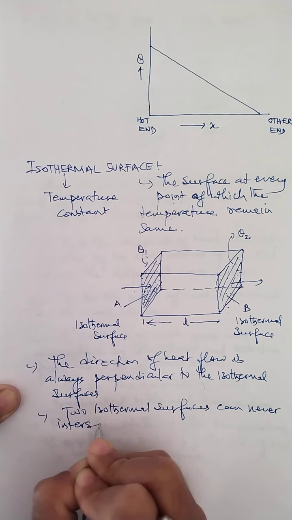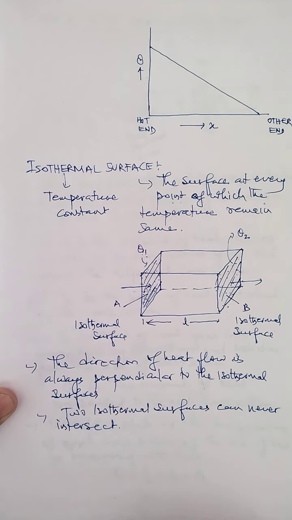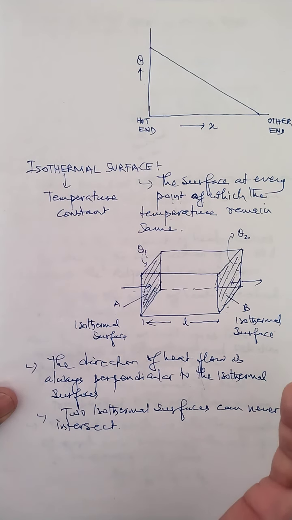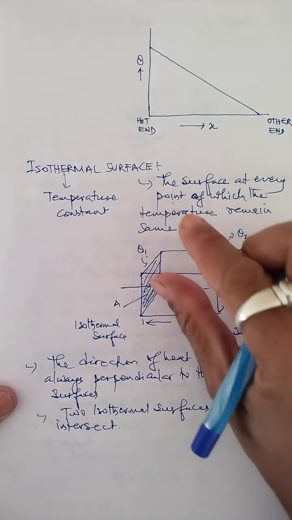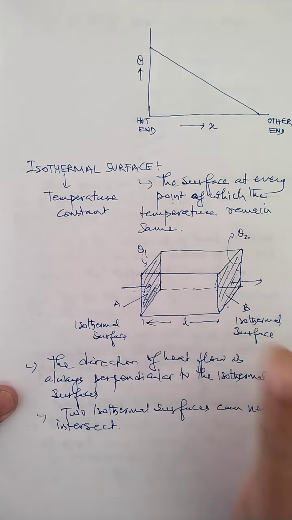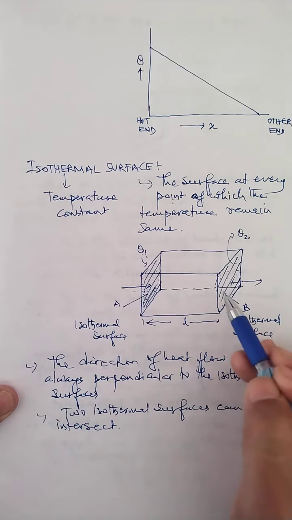Two isothermal surfaces can never what? Intersect. So these are the two properties, as I said, for isothermal surfaces. Now, an isothermal surface can be any surface of any shape. It can be a plane, it can be a sphere, it can be a cylinder, any shape. But here I have shown it with a plane.